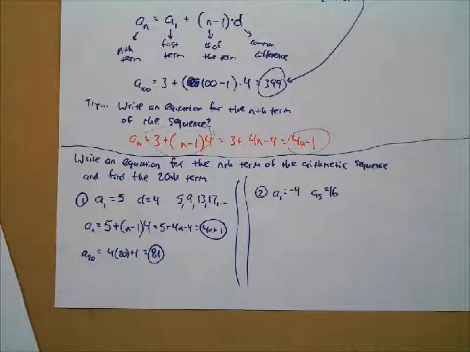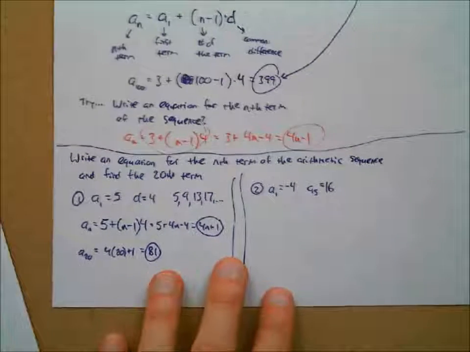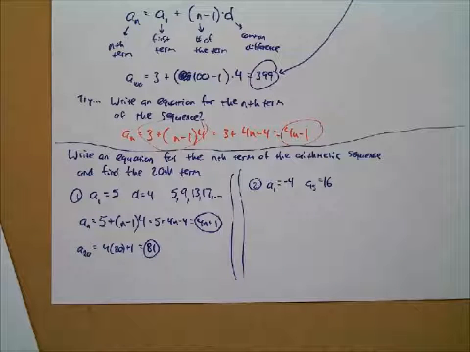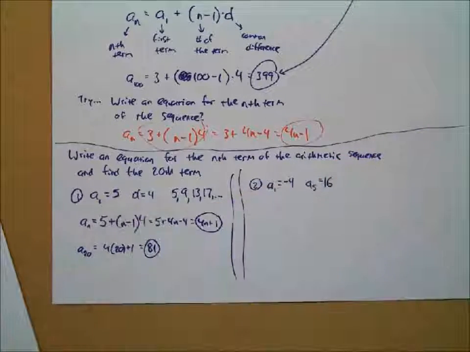What about for this one? Same directions. We're going to write an equation for the nth term and then find the 20th term. What information are we given here? Not the common difference. Okay, yeah, we're not given the common difference here. But what does this information say? A sub 1 means that's the first term. So the first term is negative 4.